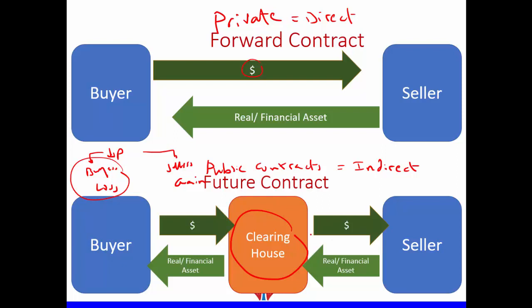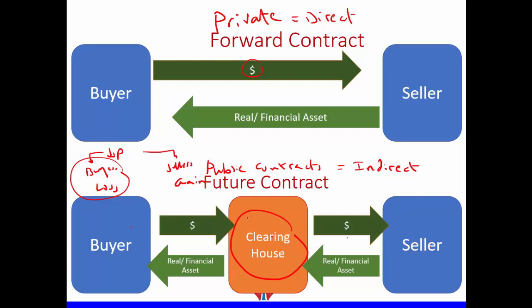So what will happen with future contract? It means that buyers buy from the clearing house and sellers sell to the clearing house. So this means that the stock market or clearing house, will they incur any losses if one of the parties refuse to exercise the contract? The answer is stock market will never make a loss.